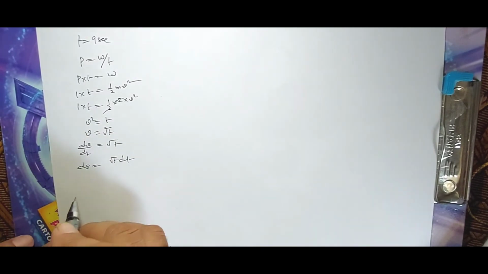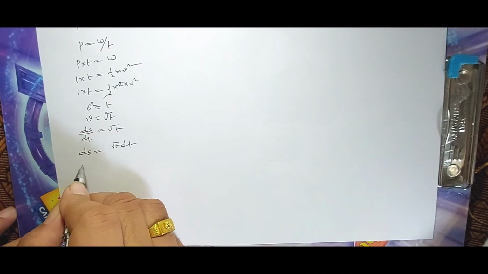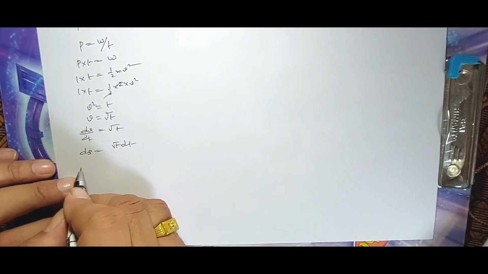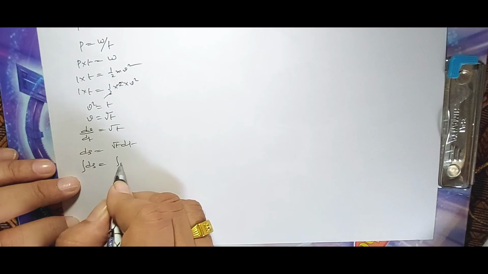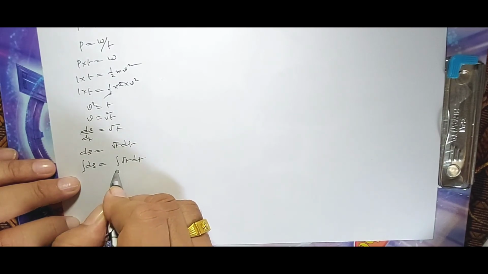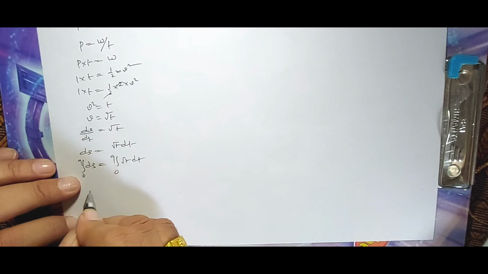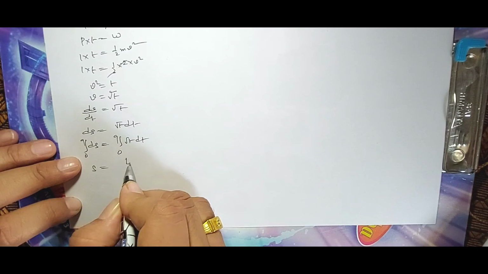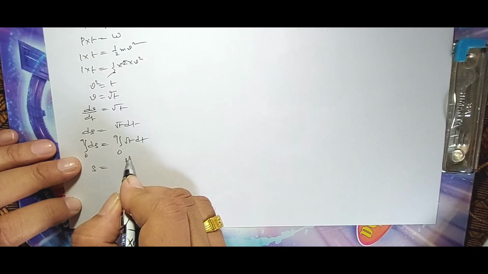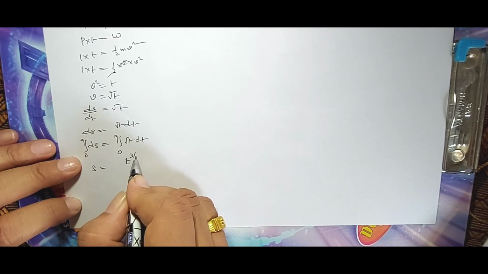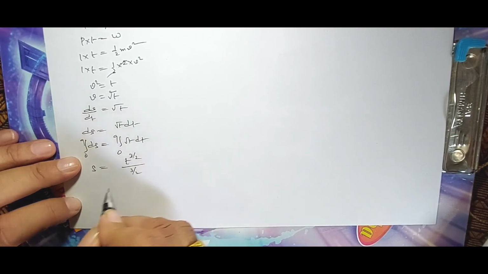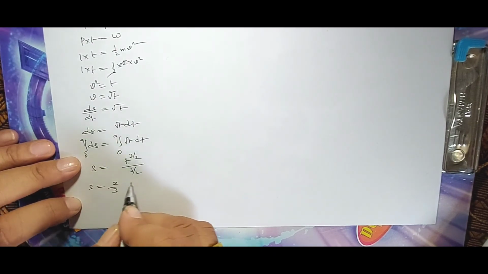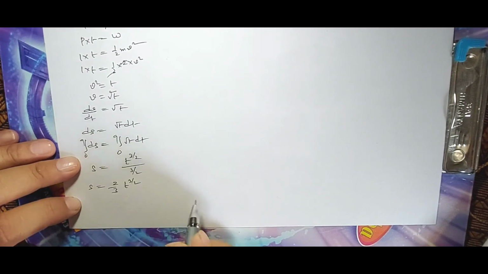Root t dt. So now we integrate the above equation. So integration of ds is equal to integration of root t dt from 0 to 9. That is equal to S, total displacement. So what we write here, this is integration of 1 by 2, means 1 by 2 plus 1, that is equal to 3 by 2 divided by 3 by 2. So S is equal to 2 by 3 into t to the power of 3 by 2.